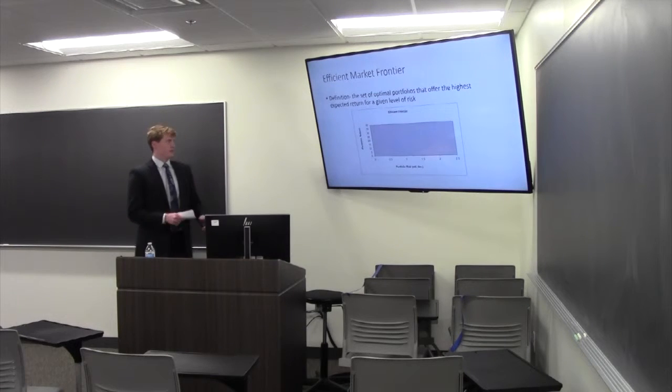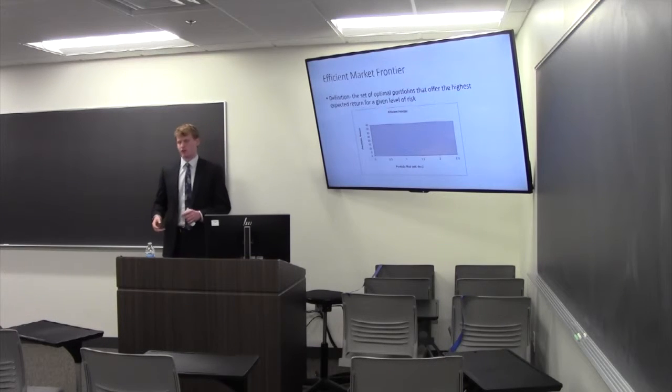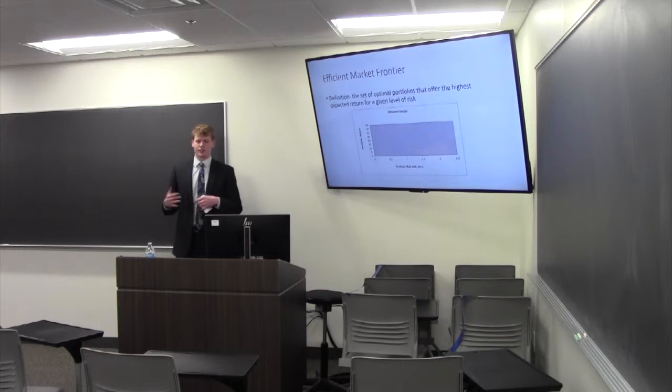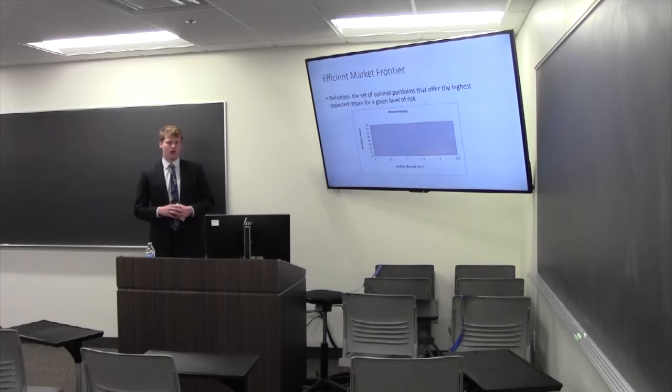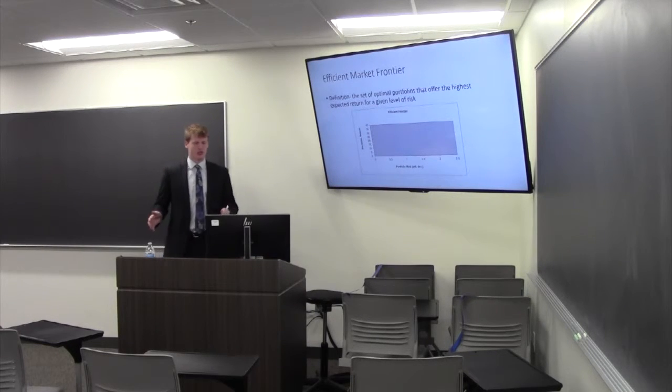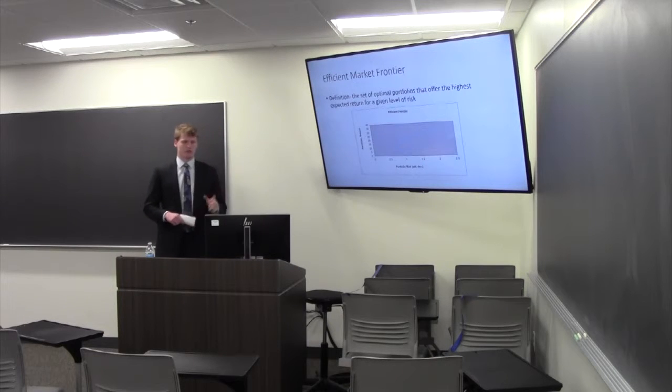So the efficient market frontier is the set of optimal portfolios that offer the highest expected return for a given level of risk. So if you're increasing your risk, you're not going to do that unless you are expecting a higher return, because you wouldn't take on more risk for the same level of return. So as you can see in this graph, as the standard deviation goes up, the expected portfolio return is going to go up as well.